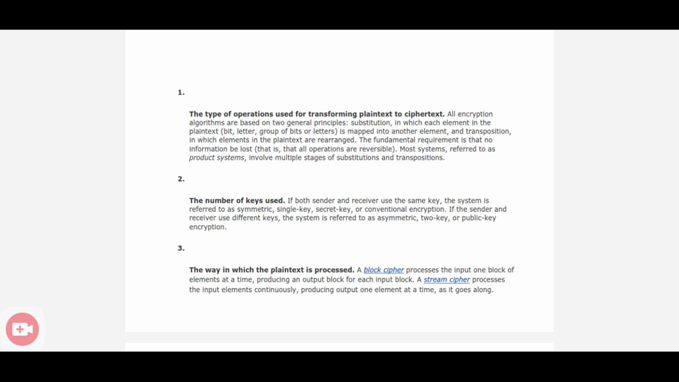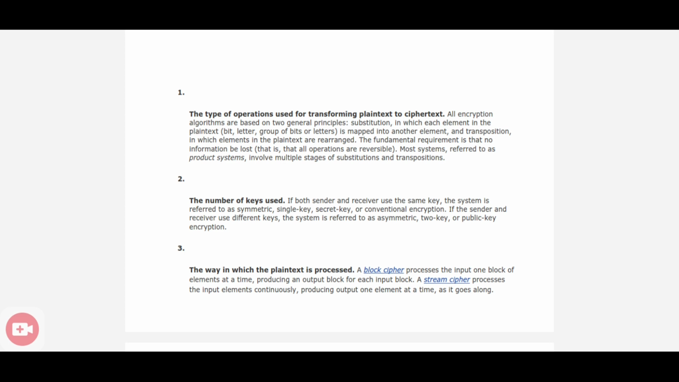And how many keys are used? In symmetric cipher, only one key is used for both encryption and decryption. But in the case of public key cryptography or asymmetric encryption, we use two keys for encryption and decryption. And the third aspect is the way in which the plain text is processed.